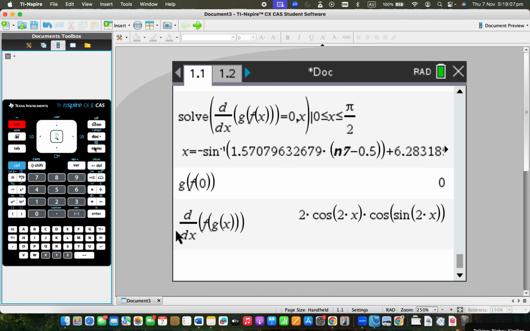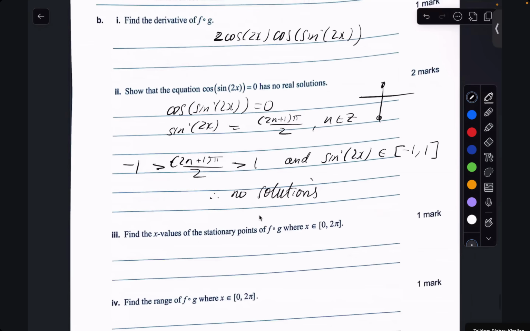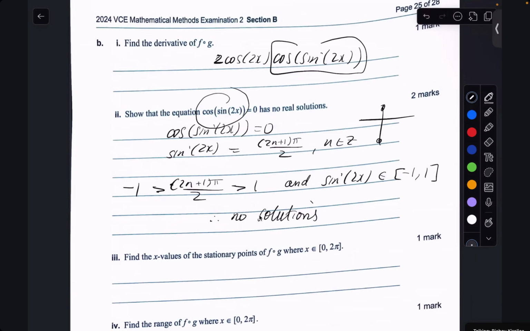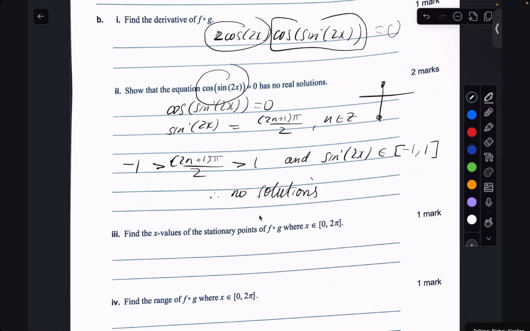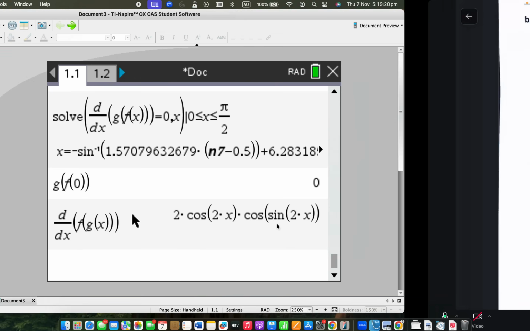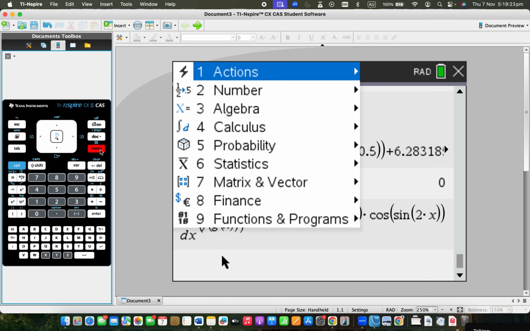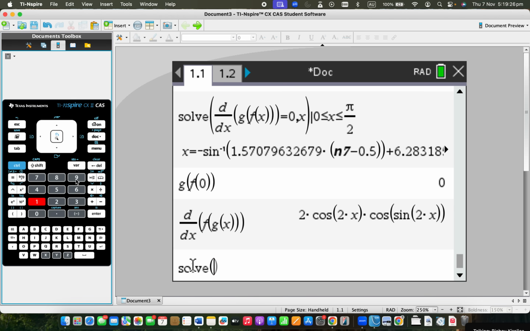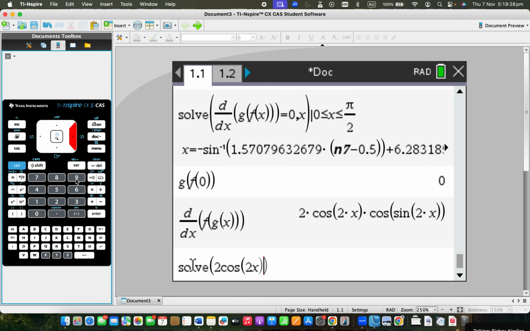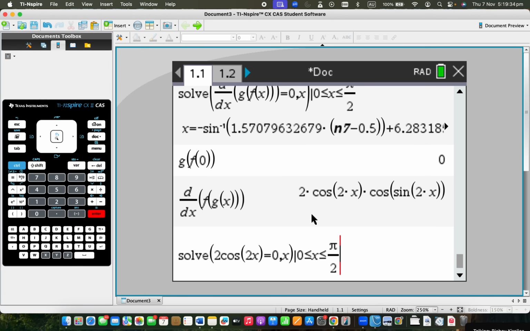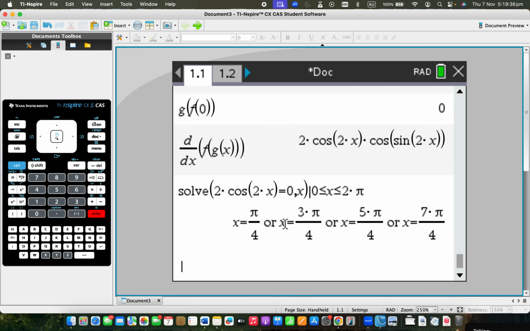So I think that's actually why they've made us look at this. Because if this is not equal to 0, when we solve this is equal to 0, we're only solving 2 cos 2x is equal to 0 from 0 to 2 pi. So 2 cos 2x is equal to 0, and x is equal to pi over 4, 3 pi over 4, 5 pi over 4, or 7 pi over 4.